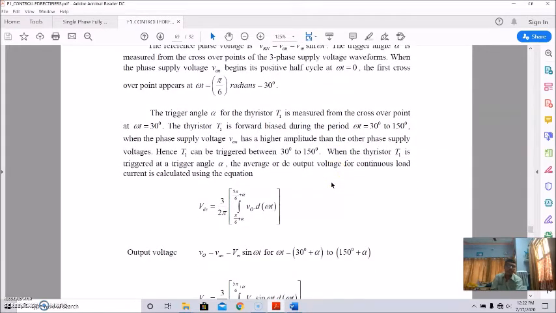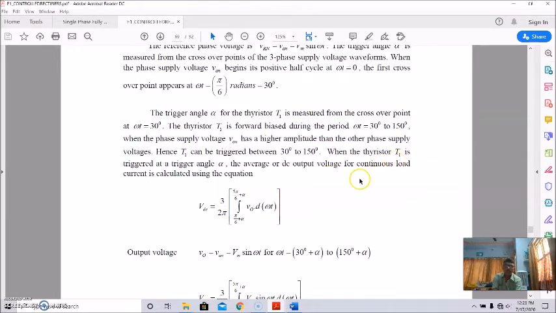So T1 is triggered, measured from the crossover point at omega t equal to 30 degrees, and the thyristor T1 is forward biased during the period omega t equal to 30 degrees to 150 degrees, when the phase supply voltage Vn has a higher amplitude than the other phase supply voltages. Hence T1 can be triggered between 30 degrees and 150 degrees of omega t, where it will be in the forward biased condition.